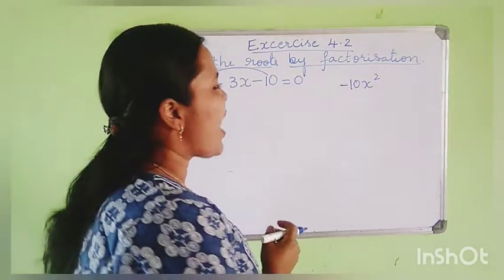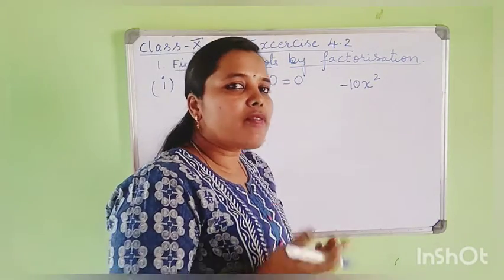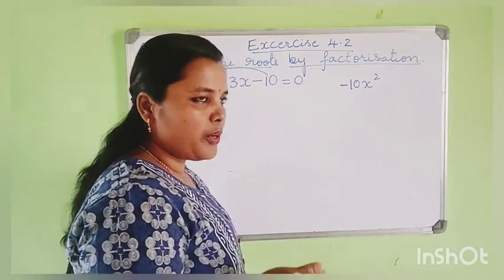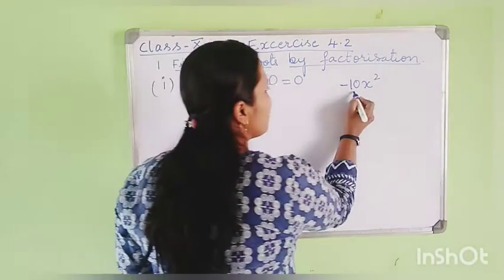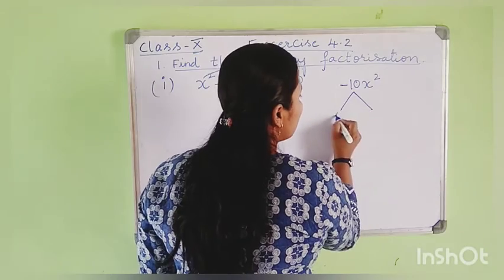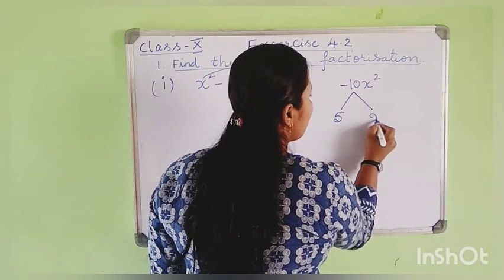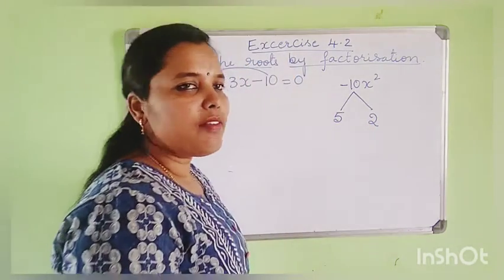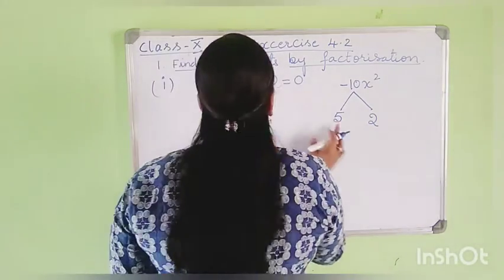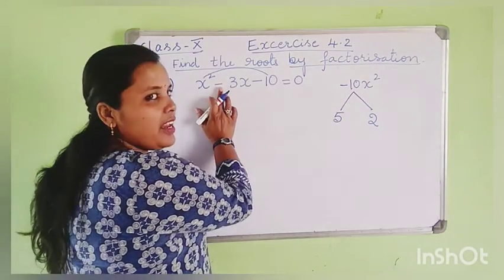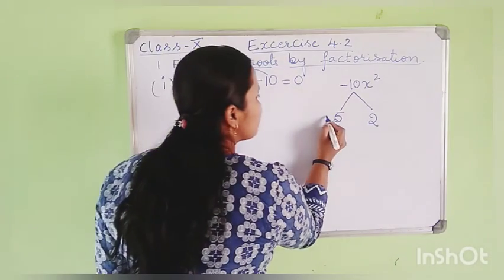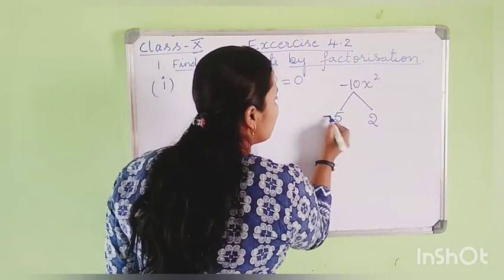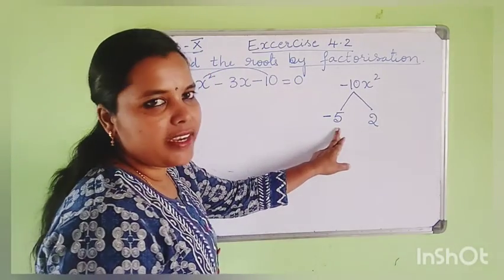Now tell me, what are the factors of 10? What are the factors of 10? You can take 5 and 2, but 5 minus 2 is 3, right? Yes, very good. Now, I can take the factors of 10 as 5 and 2. But I want minus 3 here, right? So if we want minus 3, put the negative sign for the greater number, right?